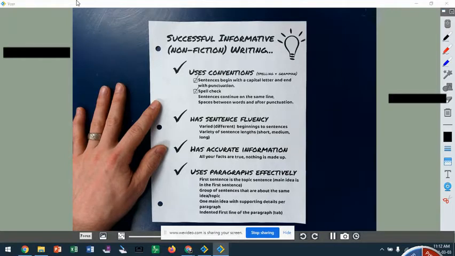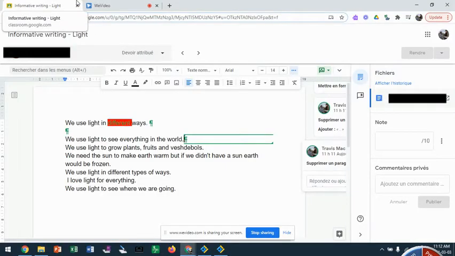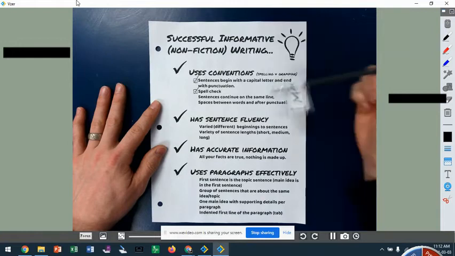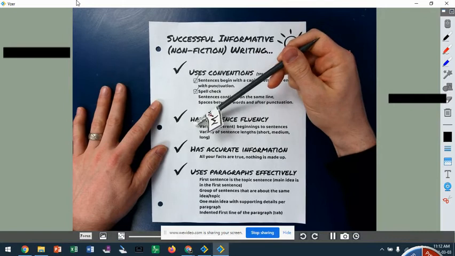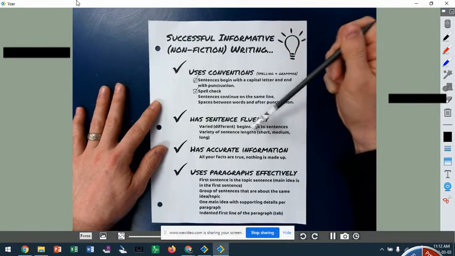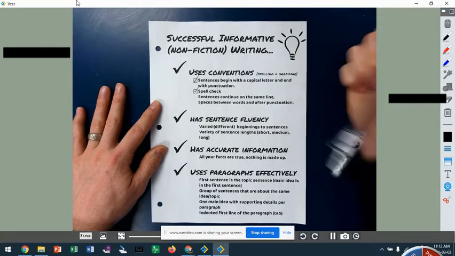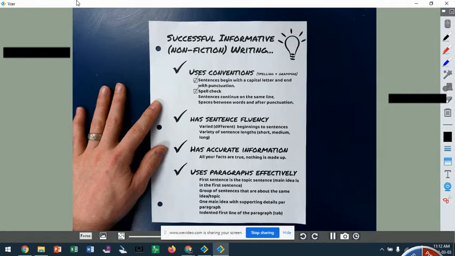Now it's your turn to help me and to help Tanner with this checklist and this writing. We're going to look at the next part that has sentence fluency. The first box being varied or different beginnings to sentences. So I just want you to read through Tanner's work and tell me with a vote with your thumbs up or your thumbs down if he's ready to check the box or if there's more work to be done.